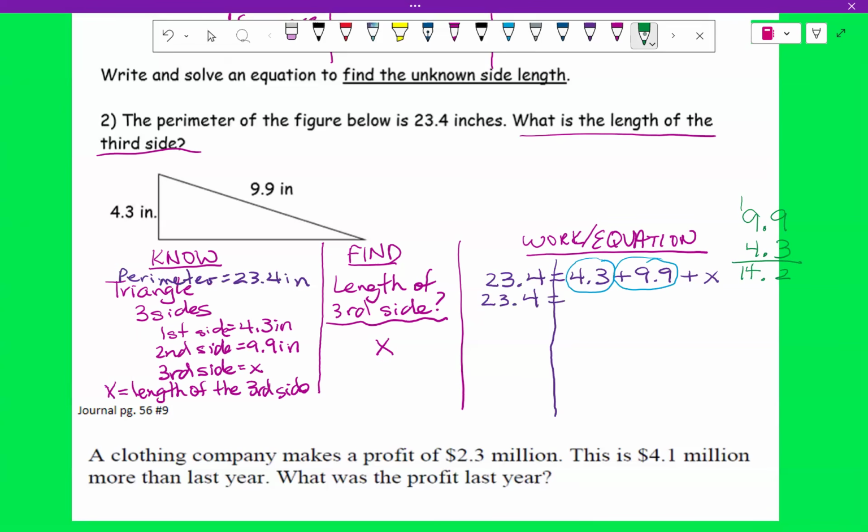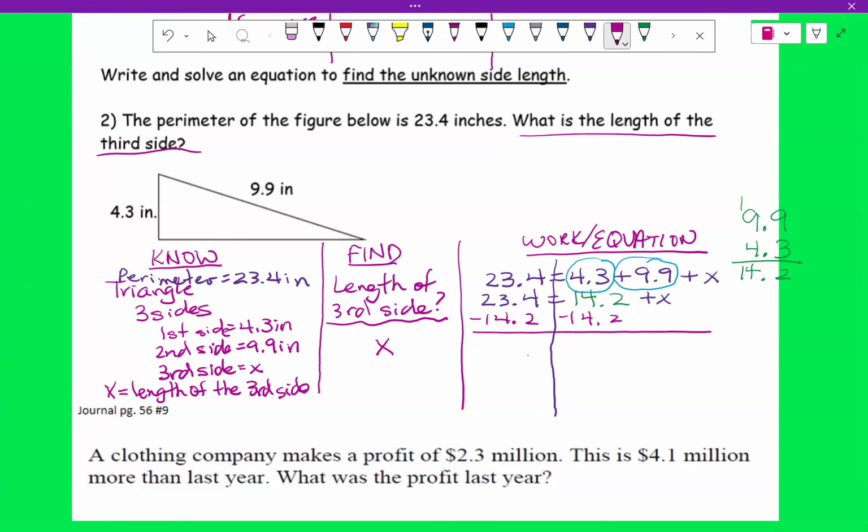14 and 2/10. So we have 14 and 2/10 plus x. Now we'll use our inverse operations. So we're going to subtract 14 and 2/10 from both sides. Make sure to line up your decimals.